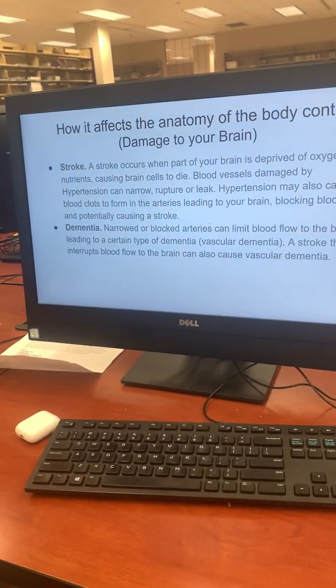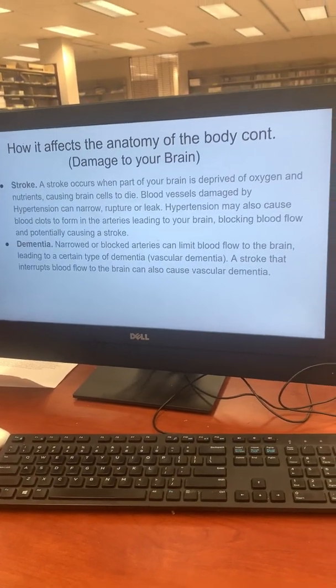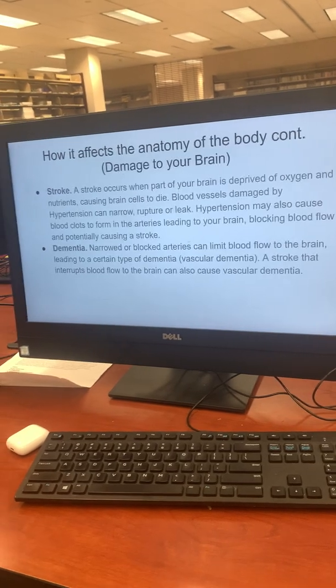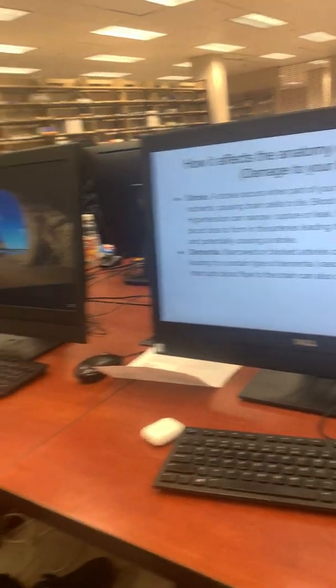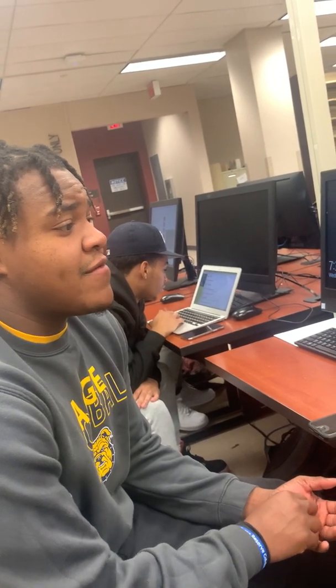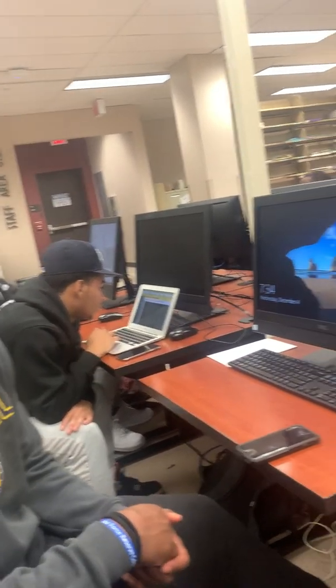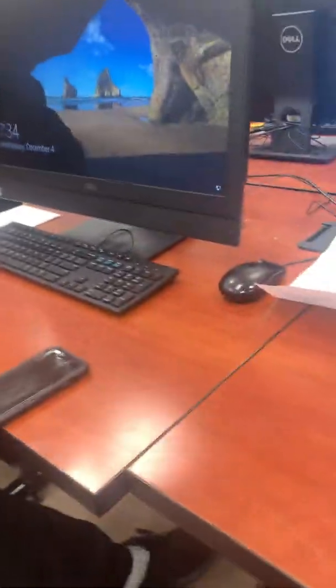Dementia. Narrowed or blocked arteries can limit blood flow to the brain, leading to a certain type of dementia, vascular dementia. A stroke that interrupts blood flow to the brain can also cause vascular dementia.